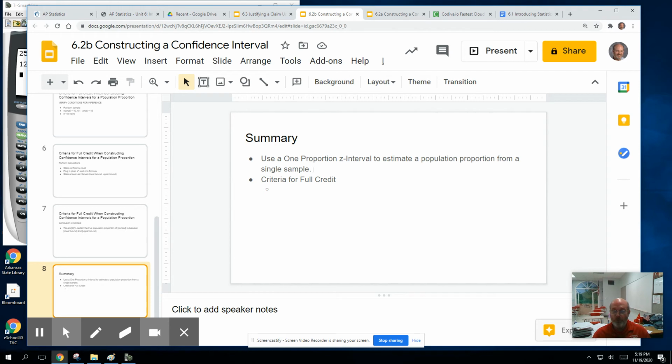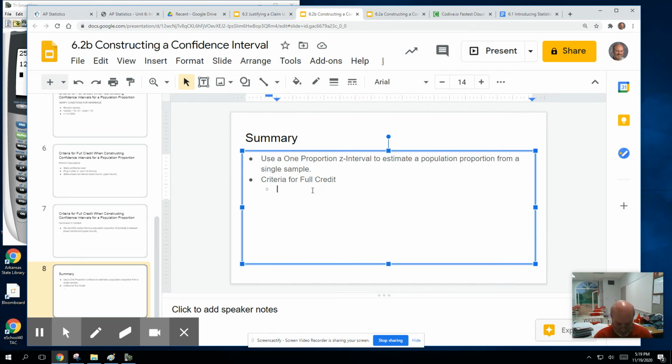So in summary, we're going to use a one proportion Z interval to estimate a population proportion from a single sample. And for the criteria for full credit, we have to name the interval we're going to use by name or formula.